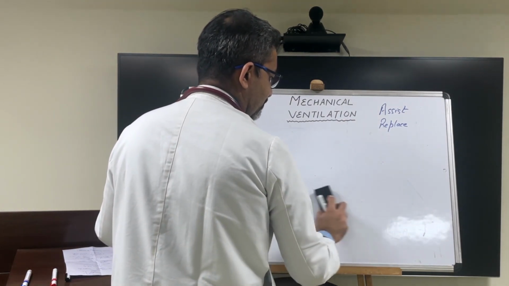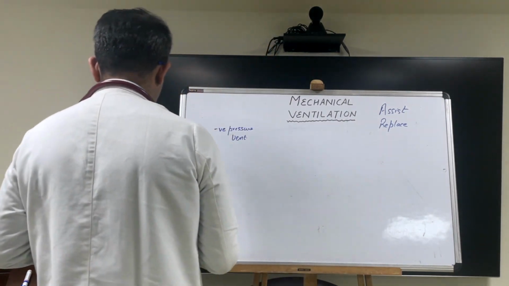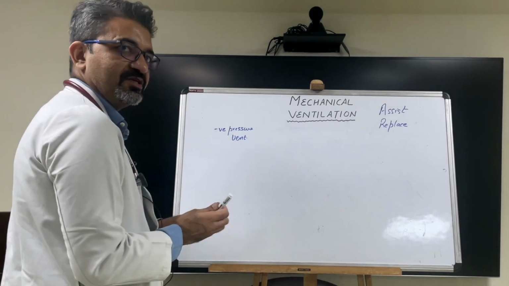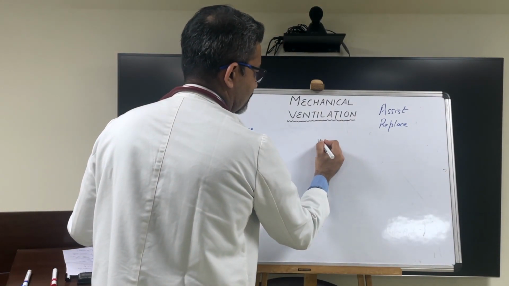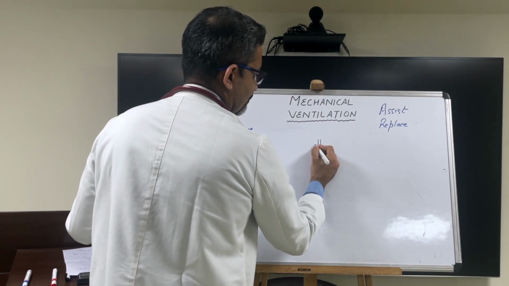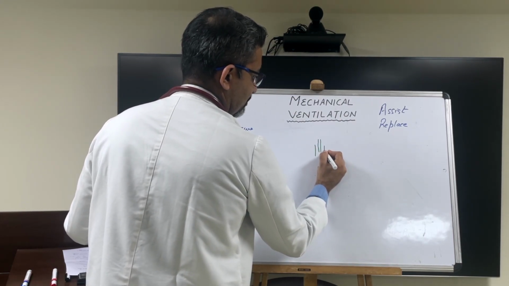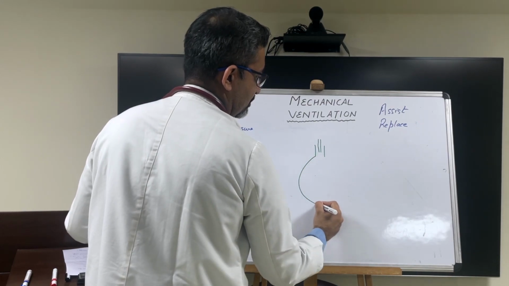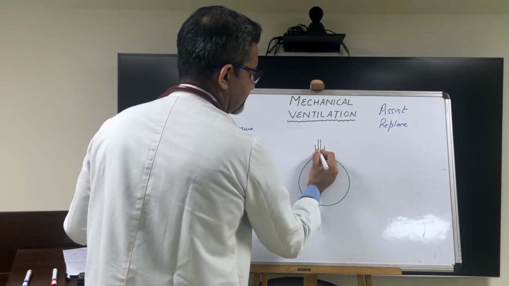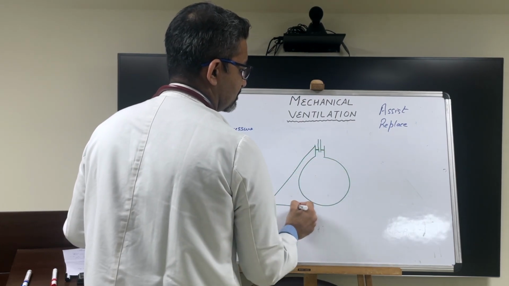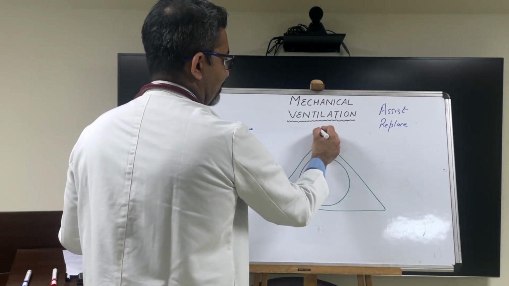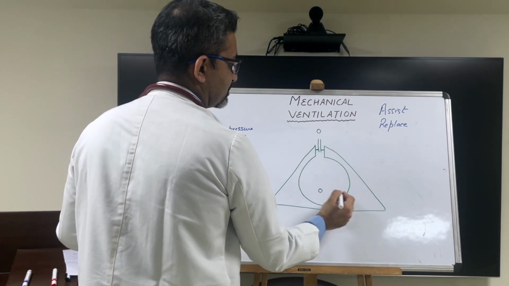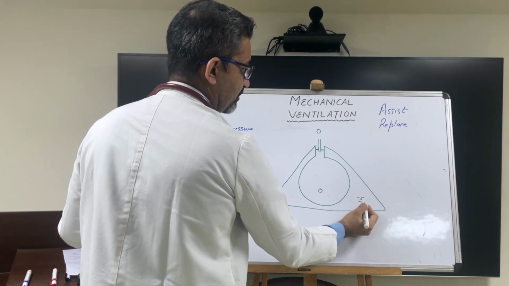Now what happens in positive pressure ventilation? You are not applying pressure in the extrathoracic space. You are utilizing an endotracheal tube, which is there in the lung, and there is a tight seal. This is your pleural space. So outside pressure is 0, inside pressure is 0, here it is -5.